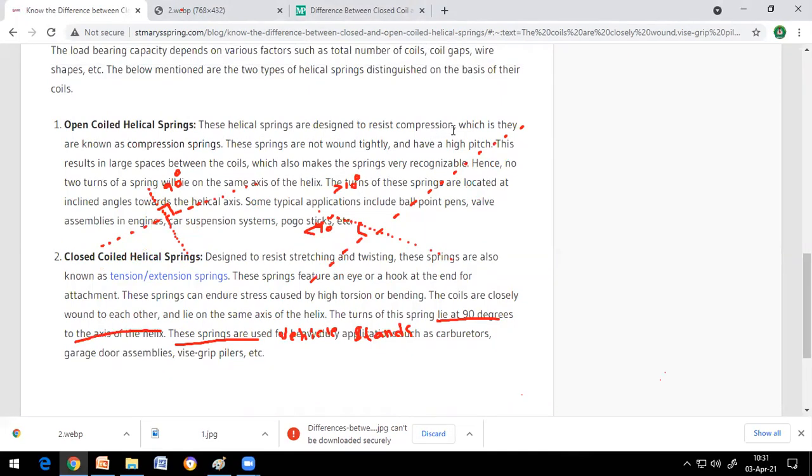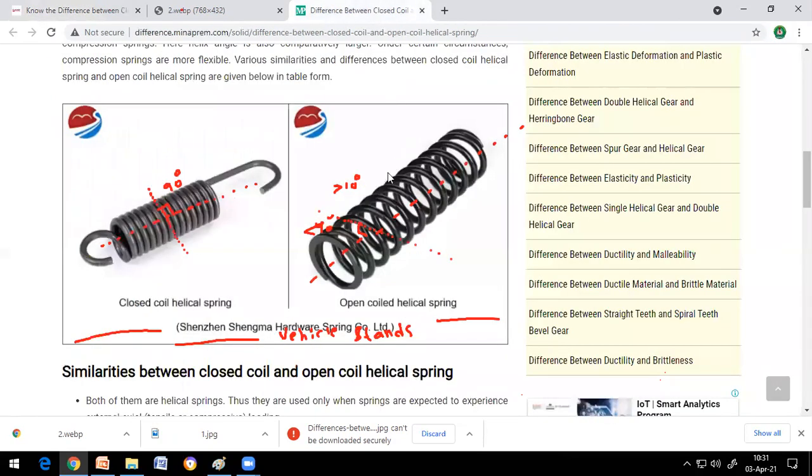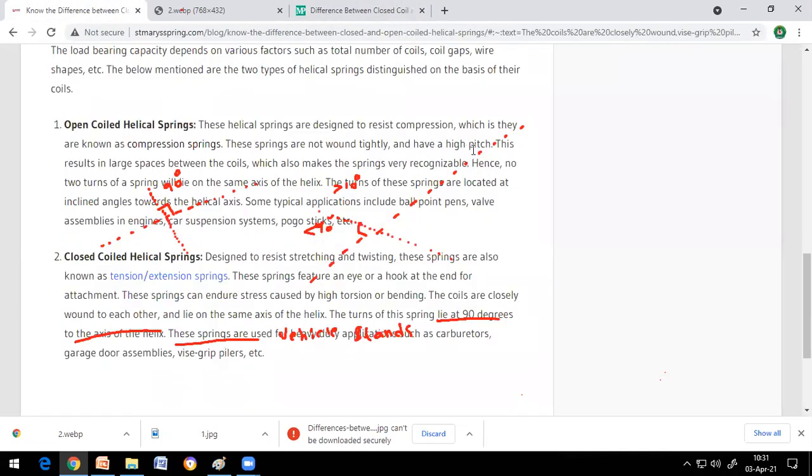As I told you, closed coil open coil helical springs are going to be used only for compression members, which are known as compression springs, right? So these springs are not wound tightly and have a high pitch. Why? What do you mean high pitch? The high pitch is nothing but the distance between these two coils will be more anamata, right? And have a high pitch.